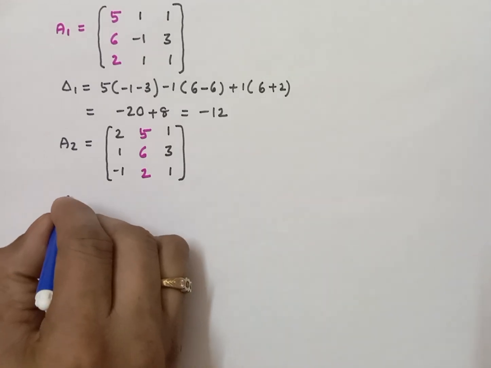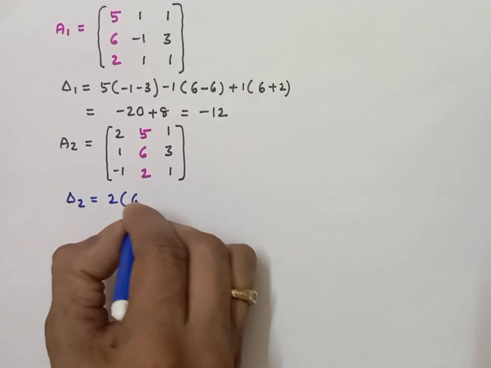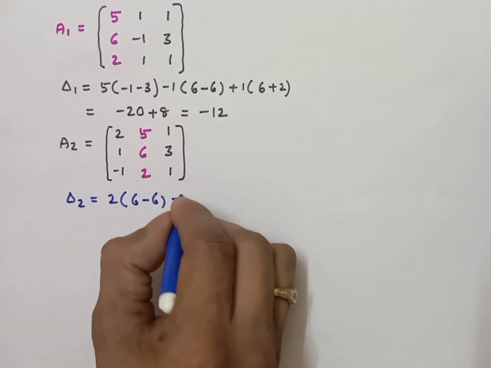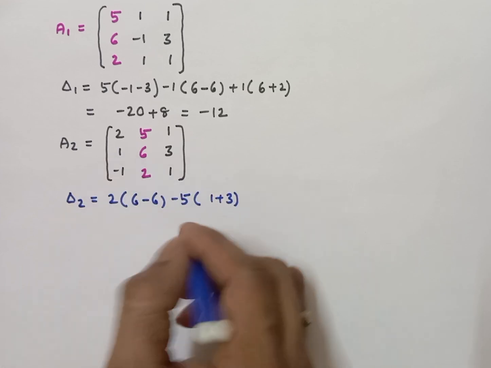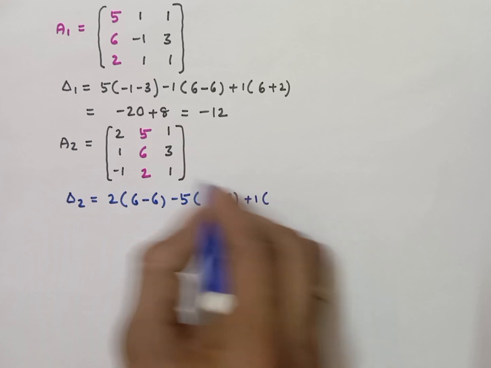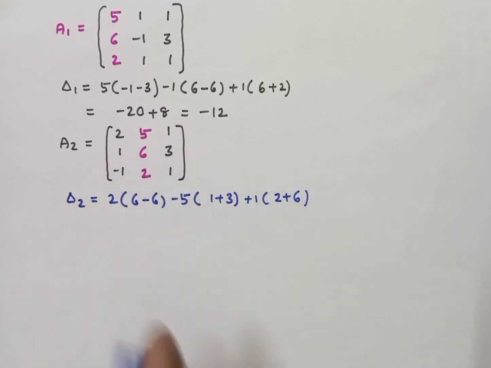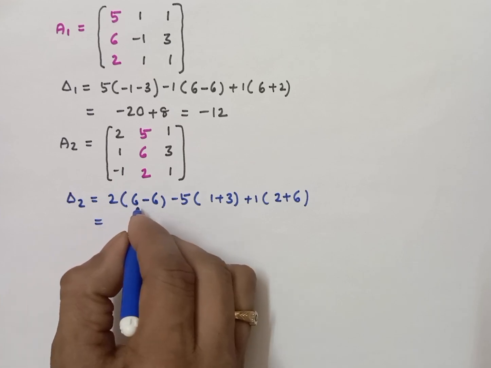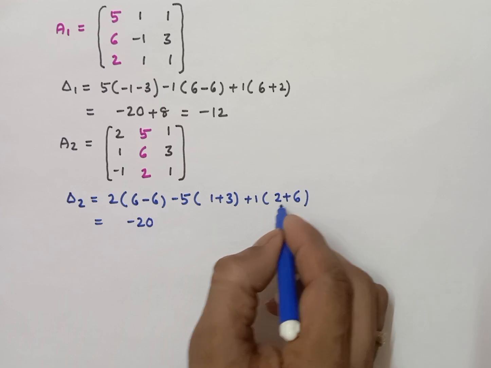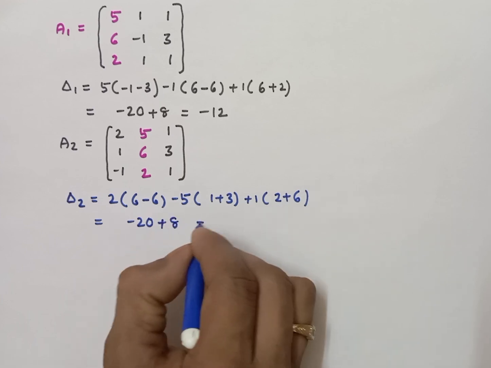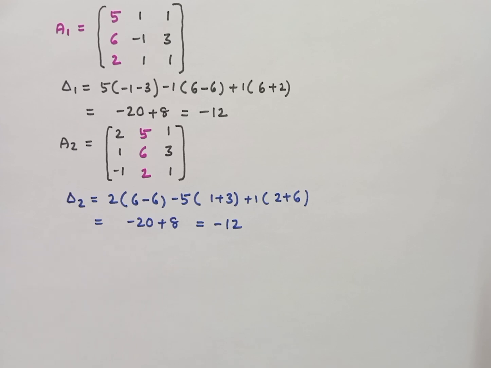Same again, let us find delta 2 for this one. So what do we get? 2 of 6 minus 6 again, and minus 5 into 1 plus 3. You can check the formula if you want, and plus 1 into 2 plus 6. How much are we getting? 6 minus 6, anyway it will be 0, you can ignore that. And minus 5 into 4 is minus 20, and this is 8 again. So minus 20 plus 8, we already got that, that is minus 12. So delta 2 also we got minus 12.